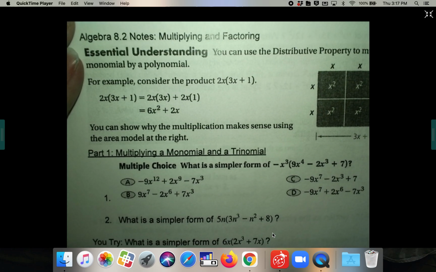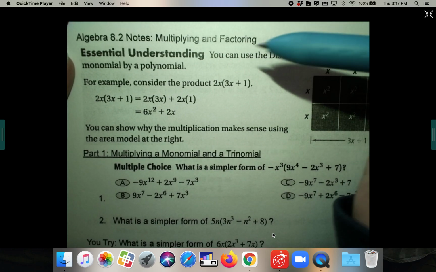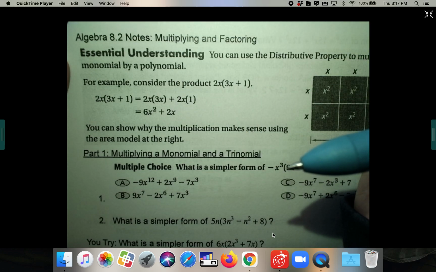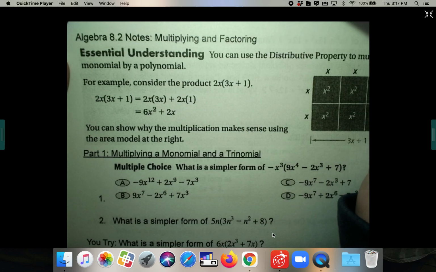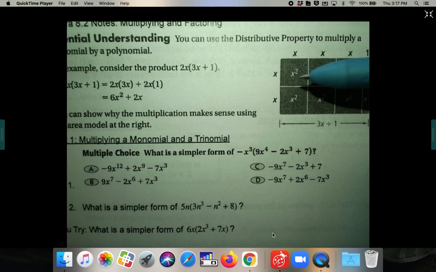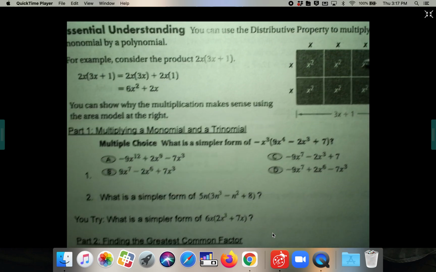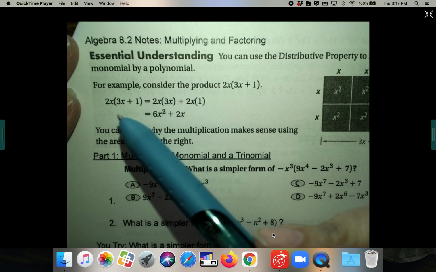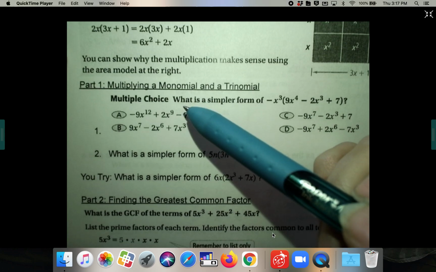Okay, for 8.2, we are going to start multiplying and factoring. And one of the reasons that Chapter 7 was so big in knowing the rules of exponents is because you're going to need them to be able to multiply properly. So this has an example of distributing, which we will get into later down here.